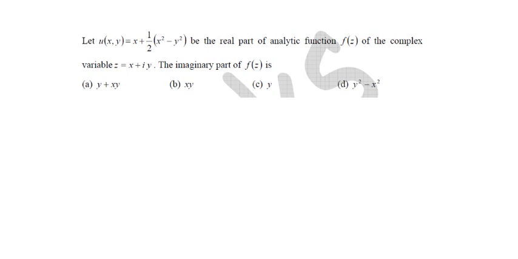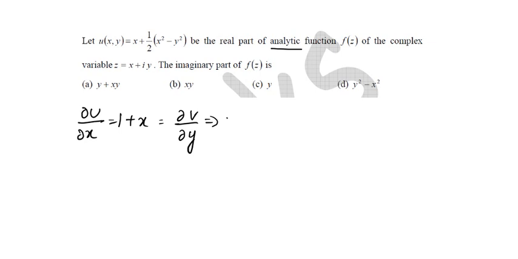So here, if we read the problem, u of x, y is given as the real part of the analytic function. The imaginary part of f of z is asked. So we can use the Cauchy-Riemann condition. Find ∂u/∂x, which is nothing but 1 plus x. Then equate it to ∂v/∂y. As the function is an analytic function, it has to satisfy the Cauchy-Riemann condition.